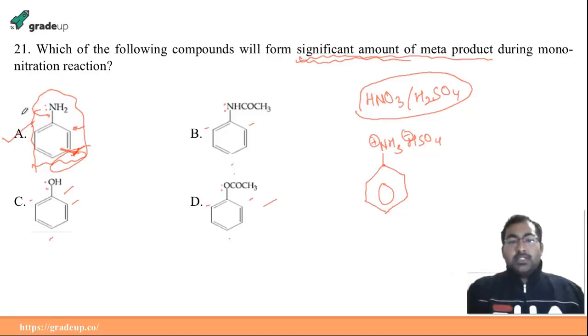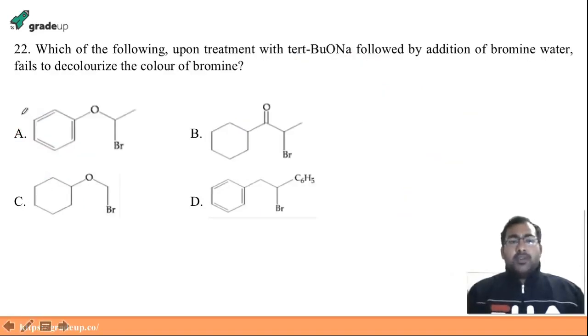Moving on to the next question. Which of the following, upon treatment with tertiary butoxide ion followed by addition of bromine water, fails to decolorize the color of bromine?